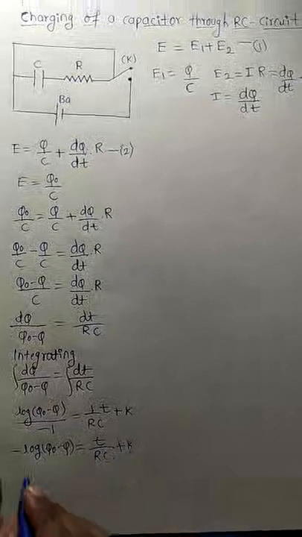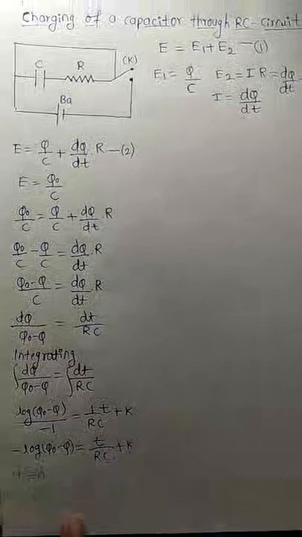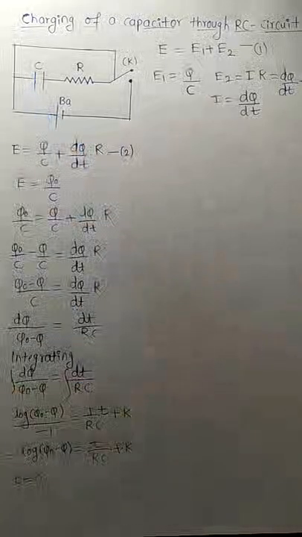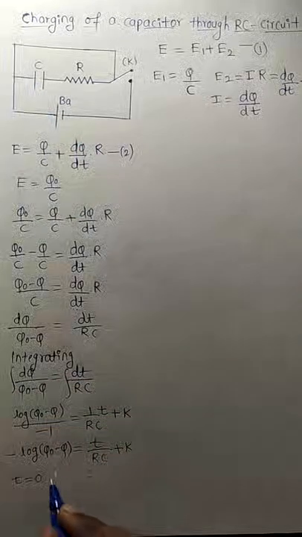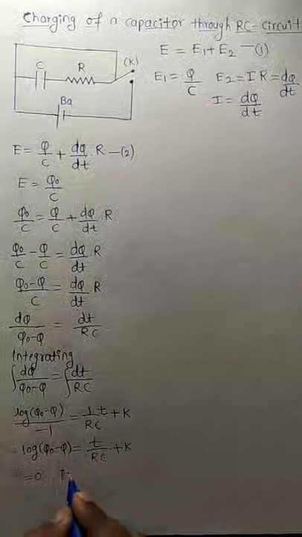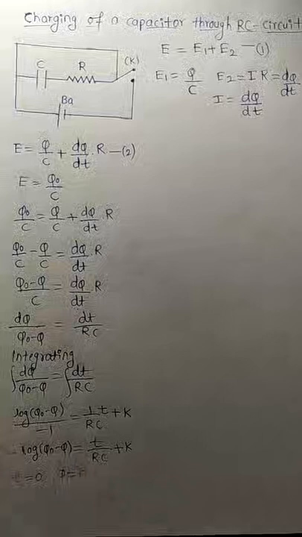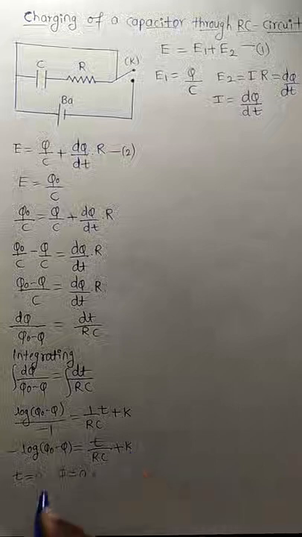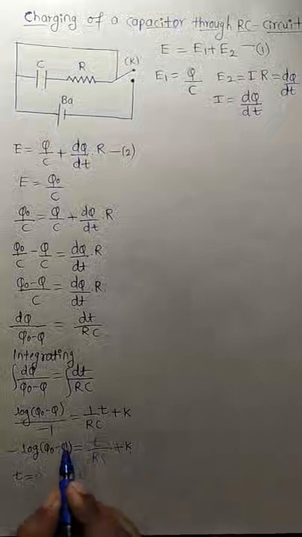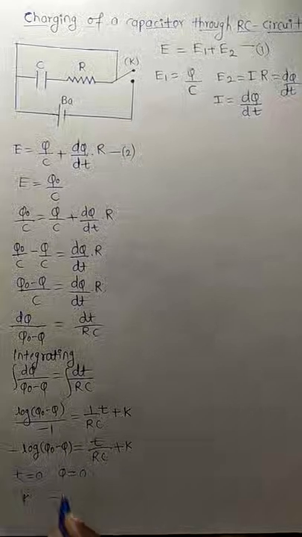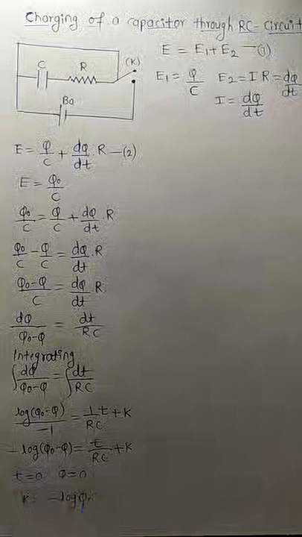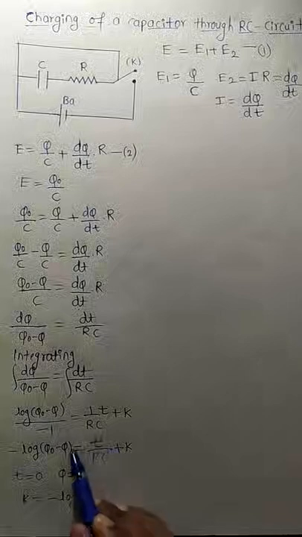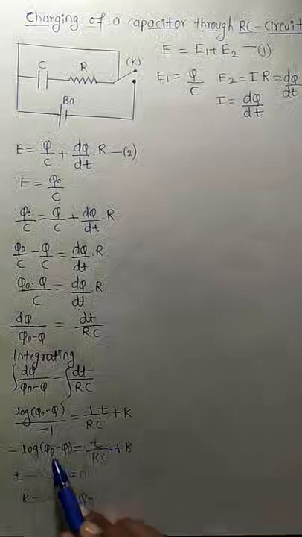To find the K value, can I put t equal to 0? When time is 0, there is no charge in the capacitor. Are you agree? There will not be any charge stored in the capacitor, which means q is equal to 0. So where time is 0, q becomes 0. Substitute t value 0 and q value 0, so this part becomes 0 and this is 0. So K is equal to minus log of q naught.